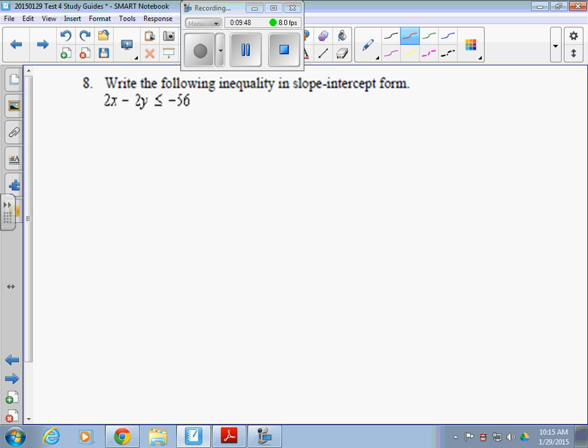Write the following inequality in slope-intercept form. We know slope-intercept form is y equals mx plus b. The only thing that's going to be different is we won't have an equals. We'll have that inequality symbol. So you want y to be by itself. That's your goal, is to get y on the left side all by itself.